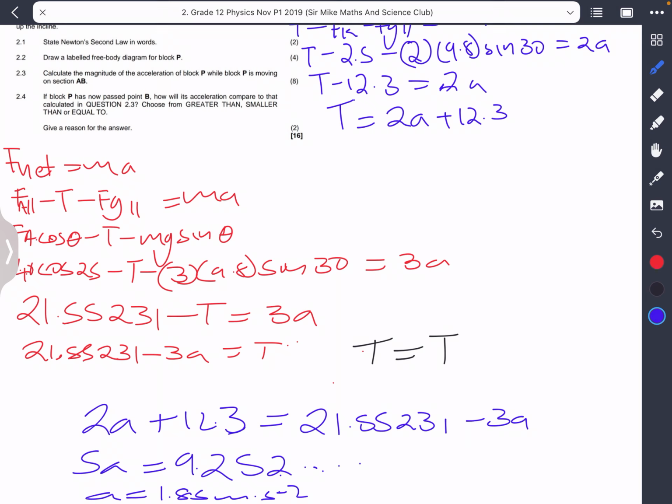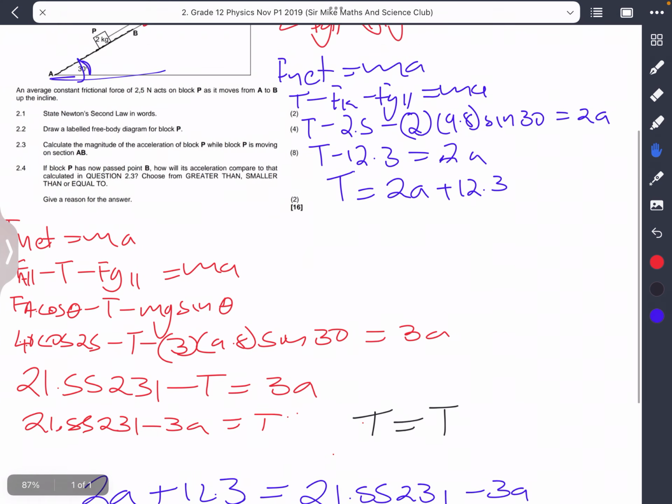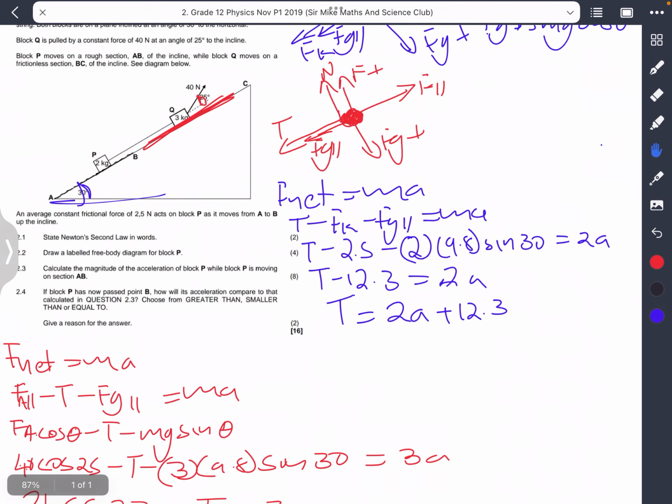So for 2.4, they say that if block P has now passed point P, let me just scroll up again. They said that if block P is now past point P, how will its acceleration compare to that calculated in question 2.3? Choose from greater than, smaller than, or equal to. Give a reason for your answer. Now the answer to that is actually greater than. So in this case, the acceleration would actually increase.